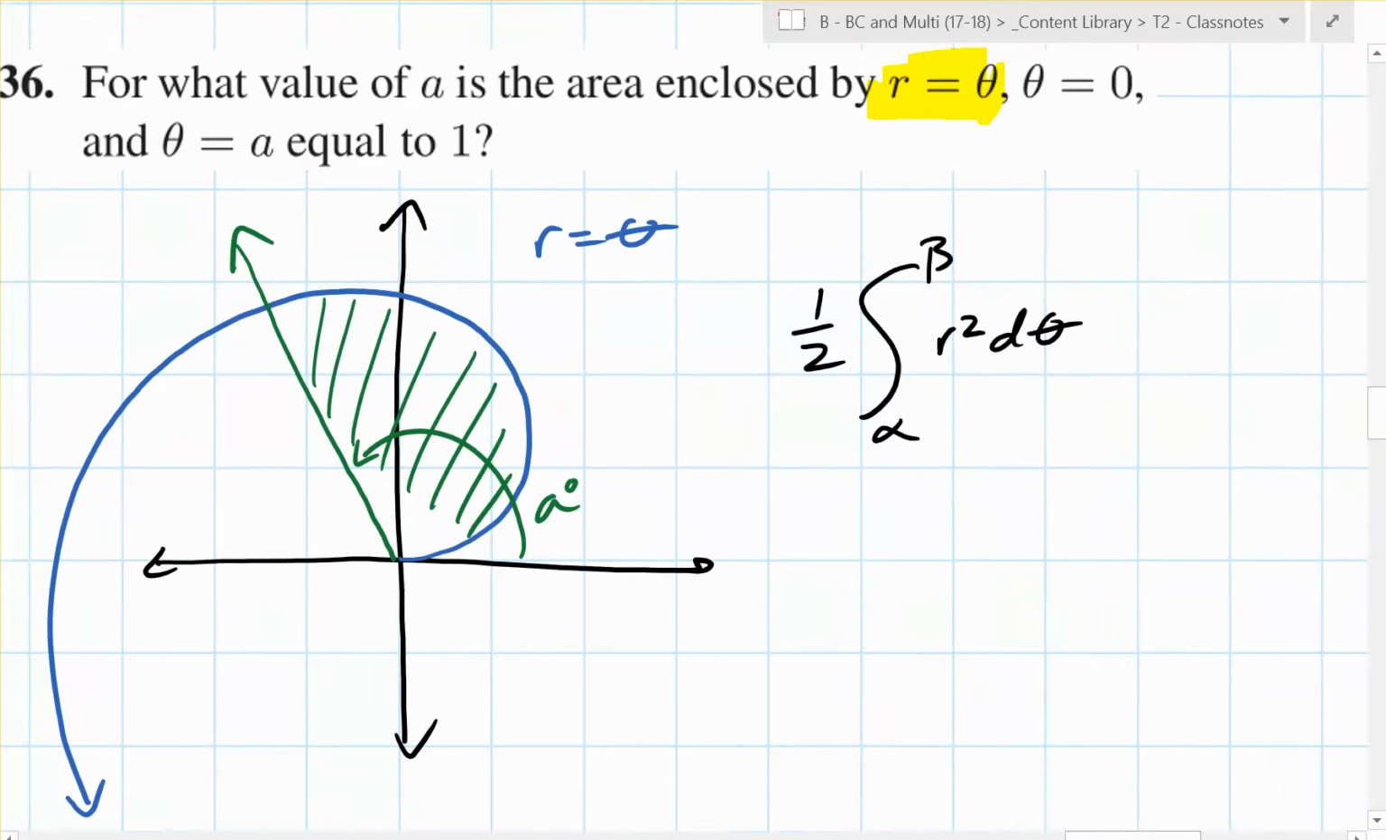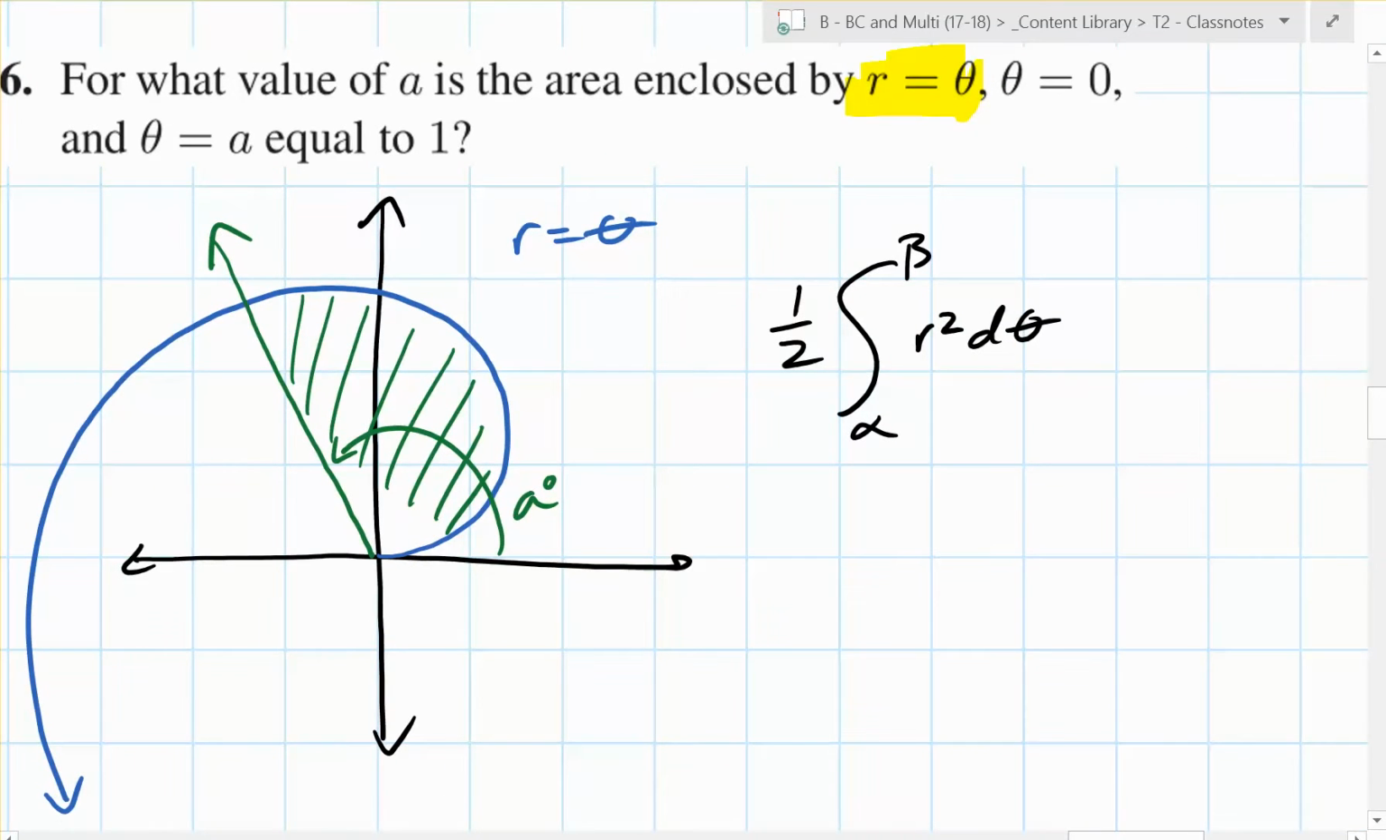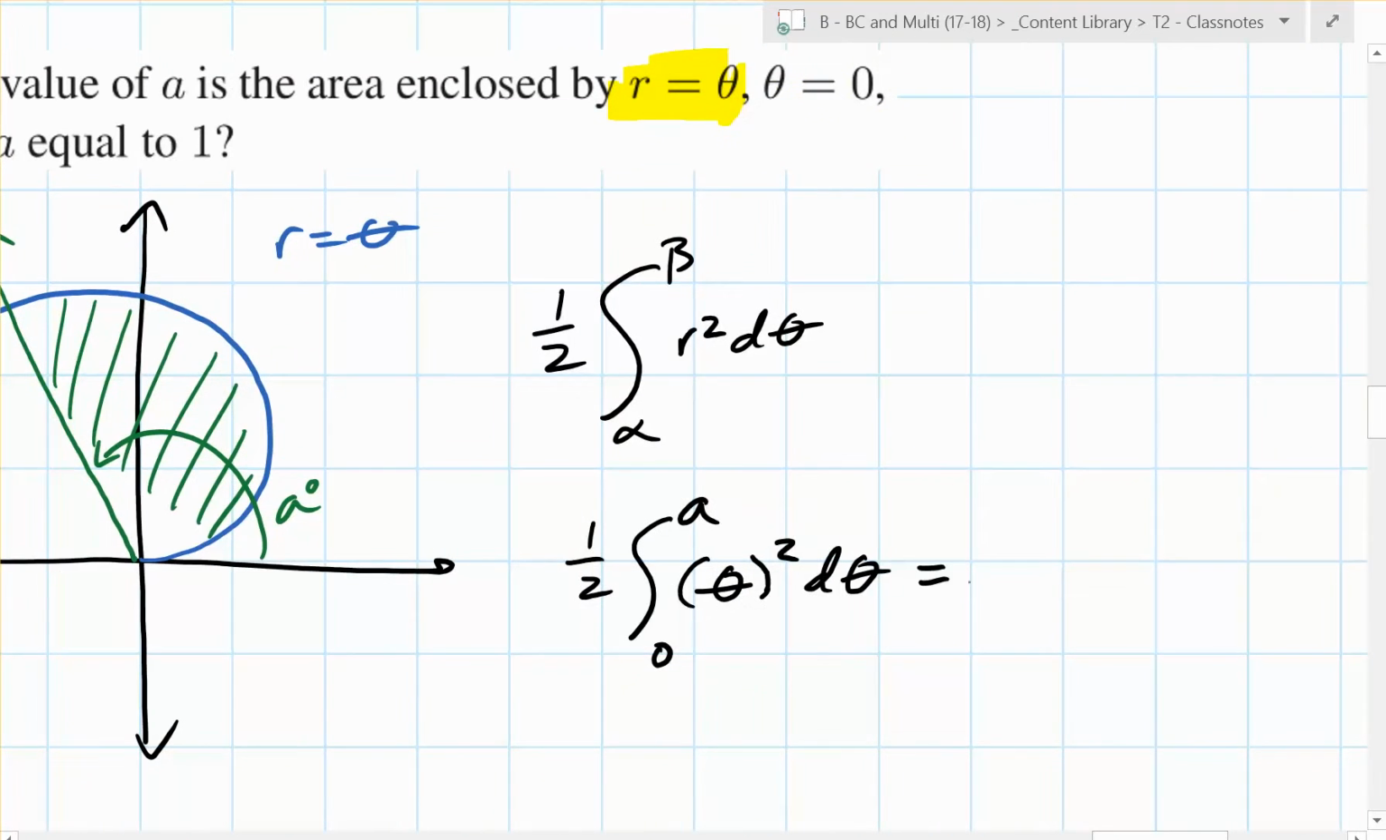They've given you alpha and beta. What's alpha? Where does it start? It starts at 0, and what theta value does it go to? It goes to a, and what is our r value? It is theta, right? And what are you doing to that? You're squaring it, d theta, and what is this supposed to equal? 1. So you need to solve for a on this right here.